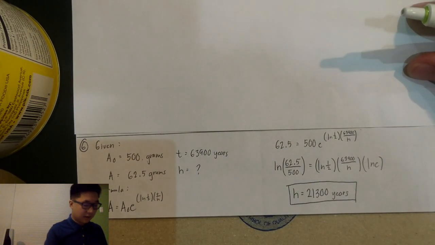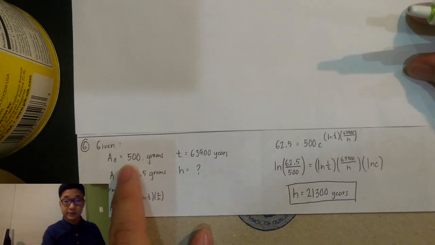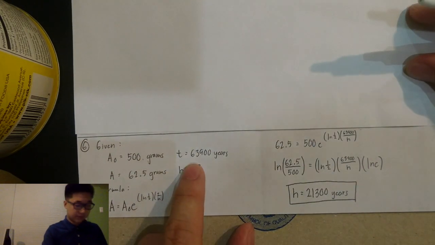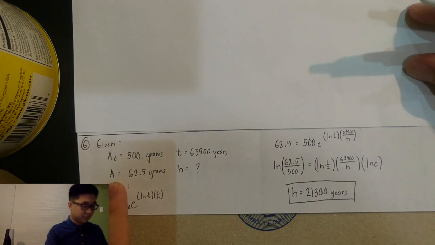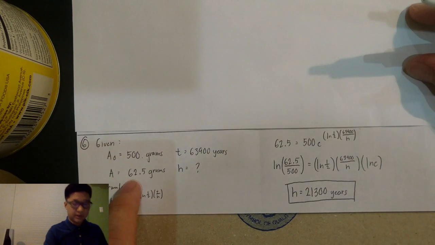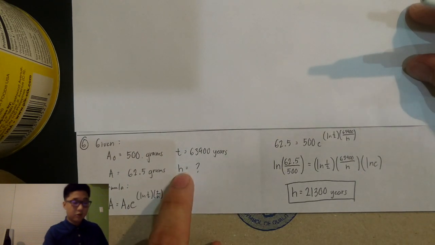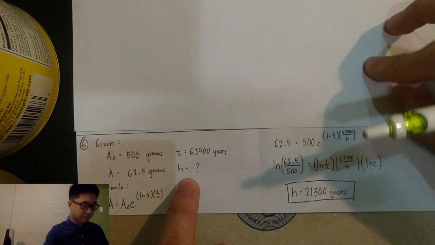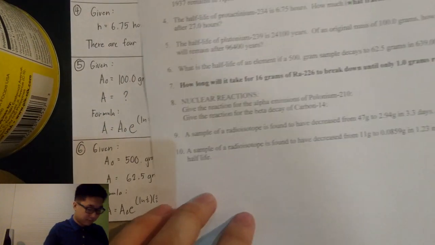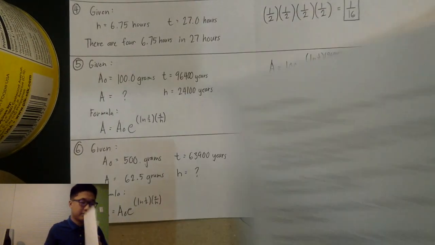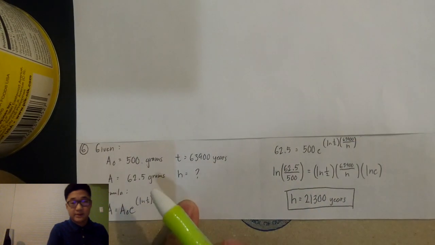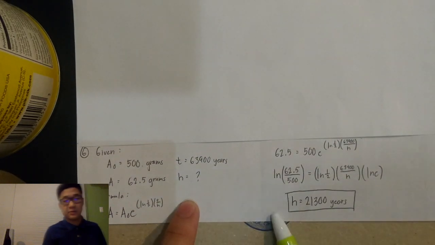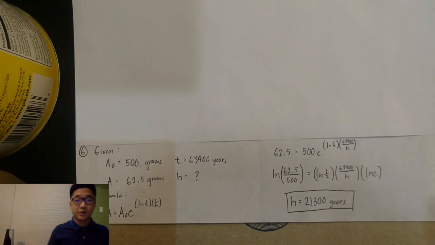Okay, here we have number 6. So we are given that the original amount is 500 grams. The time is 63,900 years. And the amount after time is 62.5 grams. So we need to find the half-life of the element. Yes, of the element. So, the formula is still the same. A is equal to A sub 0 times e raised to ln(1/2) times t all over h.